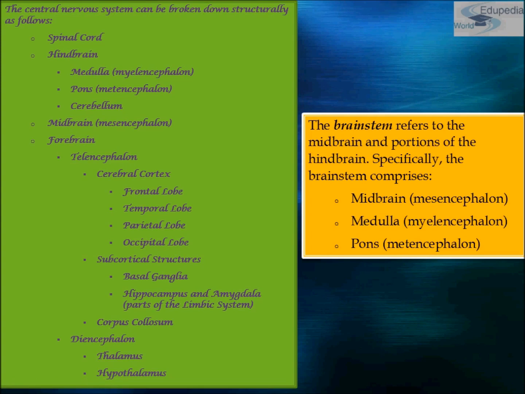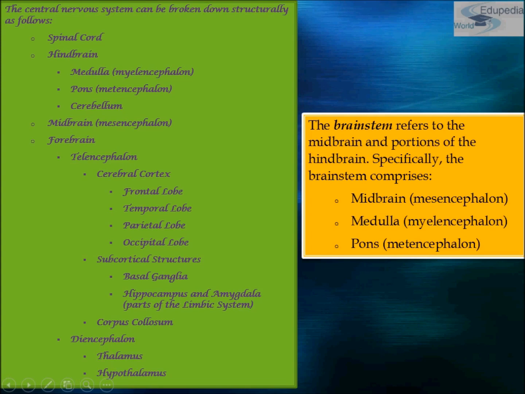Your forebrain also has subcortical structures, which are basal ganglia, hippocampus and amygdala, and diencephalon, which consists of thalamus and hypothalamus.